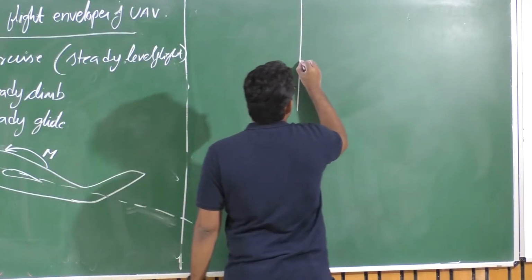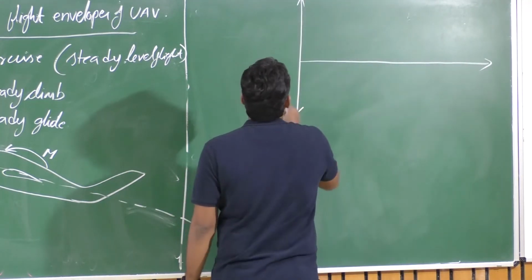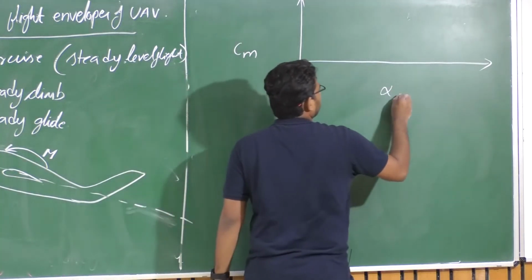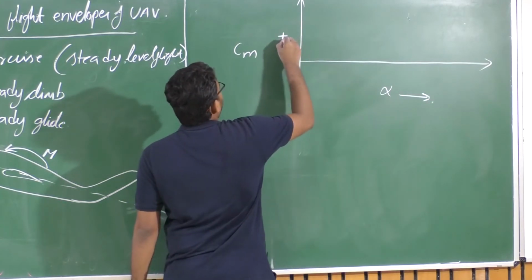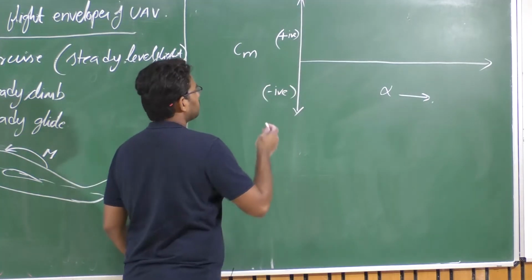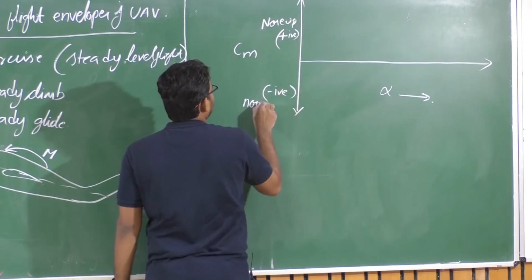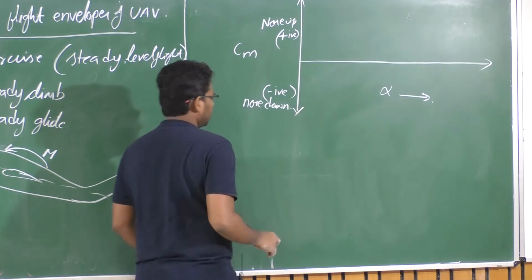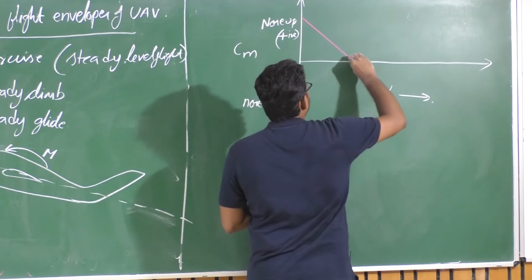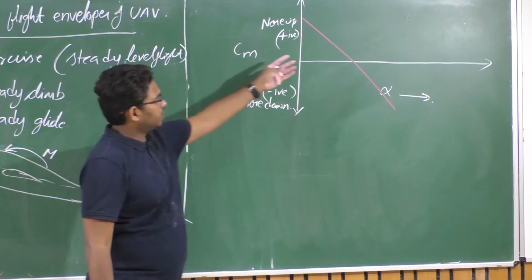Now let us consider, let us say Cm is the coefficient of pitching moment variation with angle of attack. So this is positive and this is negative. What is positive? We say this is nose up motion and this is nose down motion. Let us consider the following two curves. Let us say the aircraft has this sort of variation of pitching moment coefficient, in fact the pitching moment, with angle of attack, right?